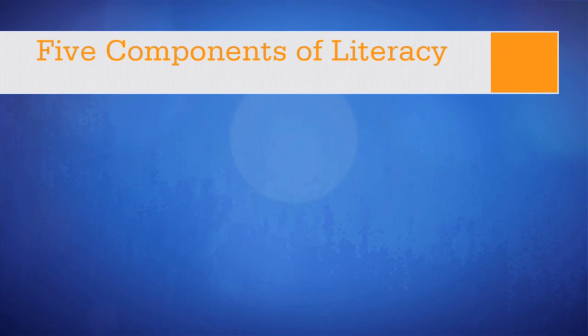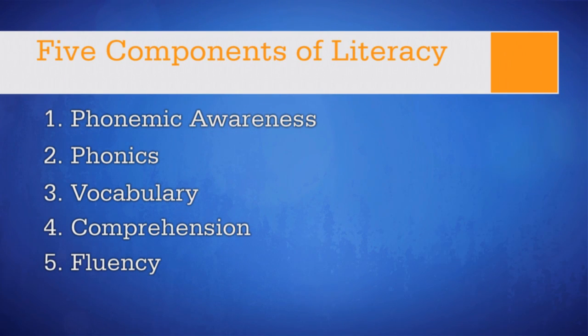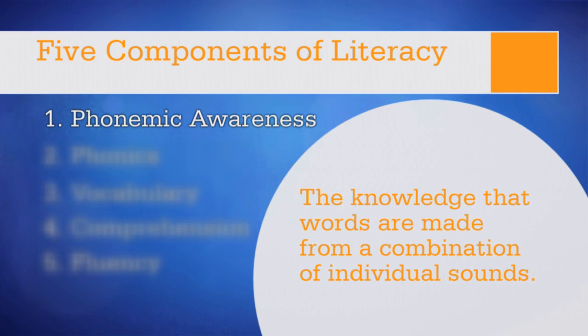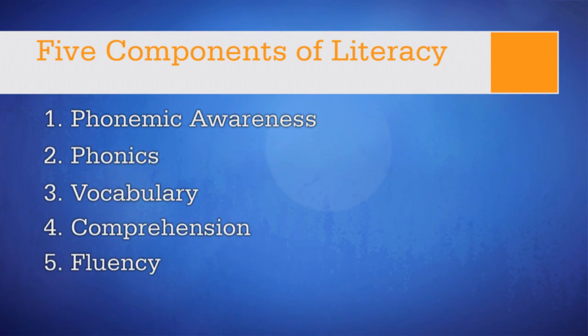We call the 5 components of literacy the big 5. The first is phonemic awareness, which is the sounds in a word. The second is phonics, which is the sound of letters and then combining those sounds to make words.